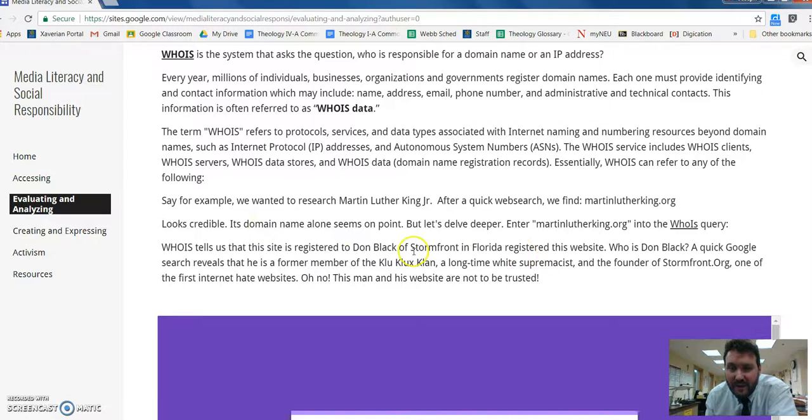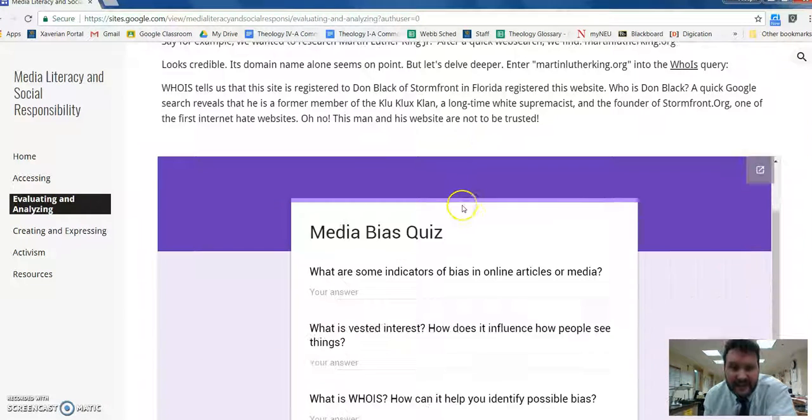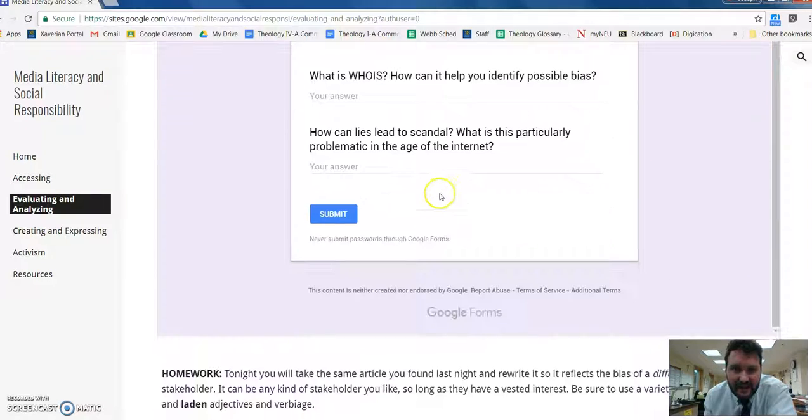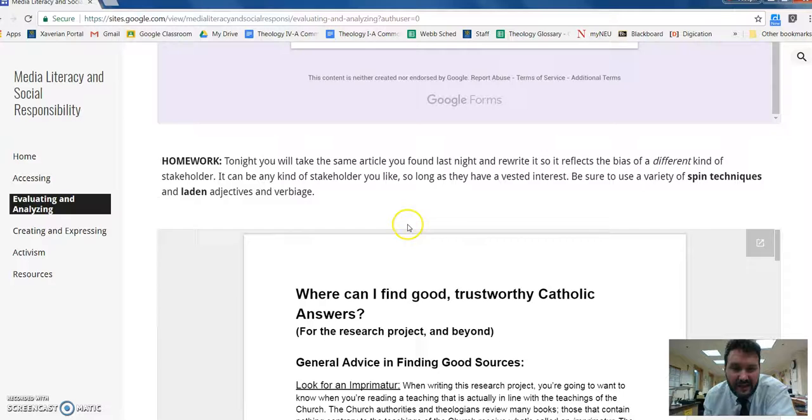And Whois actually points out that the creator of this content is unfortunately a longtime white supremacist, a bad person, not a reliable source. And so this Whois service can help students to identify whether or not a site is credible. So they're going to practice using that in class. And then they'll take the media bias quiz here and then take on the homework assignment given here.